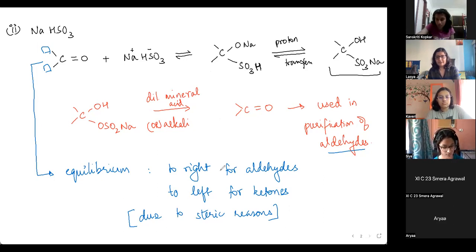So two points. One is reactivity between aldehydes and ketones. And the second is, where is this reaction used? It is used in purification of aldehydes, because you basically treat it with the salt and then treat it with your acid or alkali again, you get your aldehyde back.